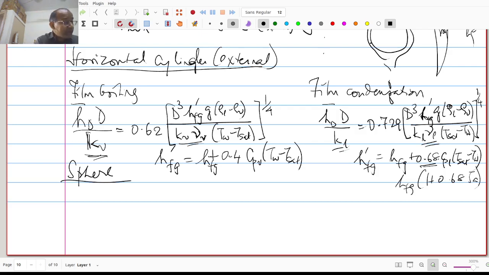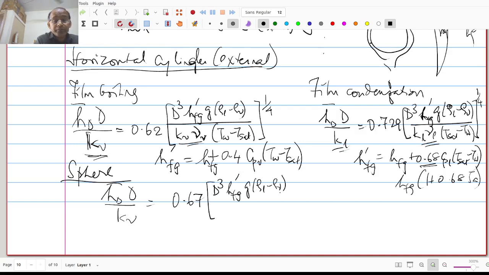Similarly, for a sphere, in vapor in film boiling, it is h_D bar D by k_V is equal to 0.67 multiplied by [d_q into h_fg prime, g into (rho_L minus rho_V)] divided by [k_V nu_V into (T_1 minus T_sat)], whole thing raised to 1 by 4.